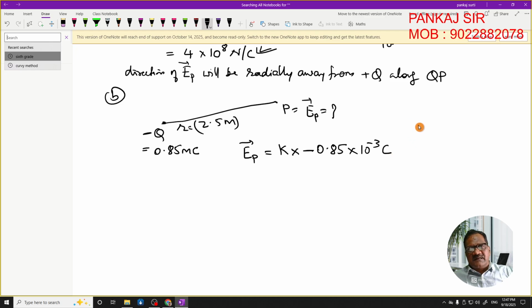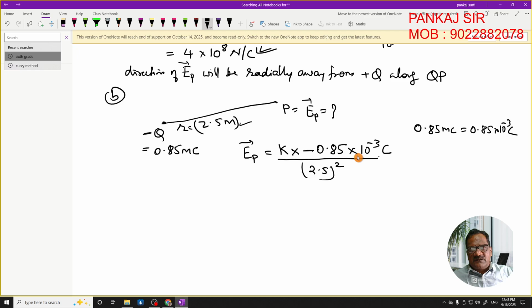So 0.85 millicoulomb is equal to 0.85 into 10 raised to minus 3 coulombs. So I have taken the charge in coulombs. It's very important that the charge should be in coulombs and the distance should be in meters. Here the distance is already in meter, so I am going to divide it by 2.5 the whole square, because distance is already in meter, so no conversion needed.